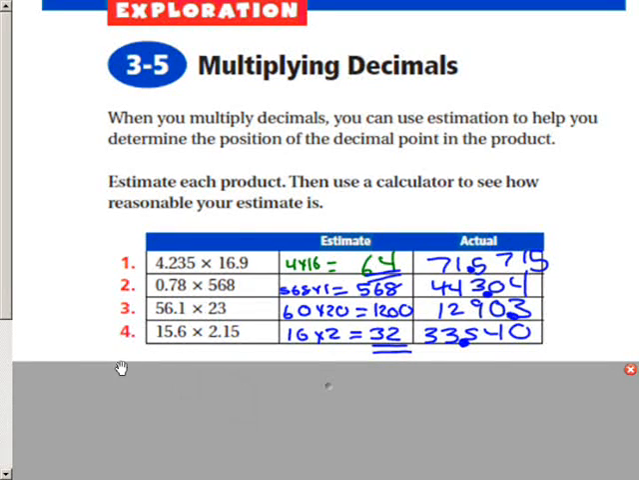Now the reason we did this activity is because multiplying decimals is very different than adding and subtracting. When we added and subtracted, we placed our decimals first. Then we put in our numbers and solved. You will find today that when we multiply, we're actually going to multiply the numbers first and place our decimal last. Estimation can help us to do that.